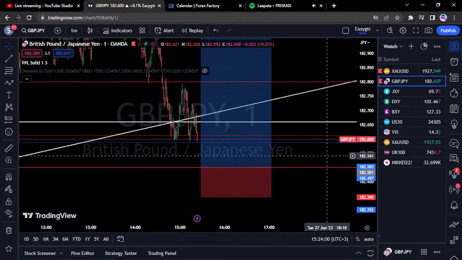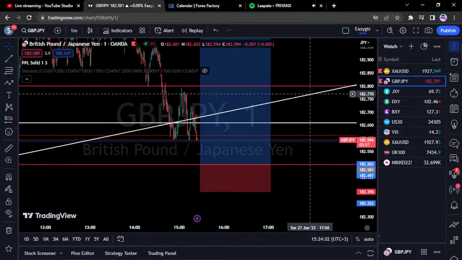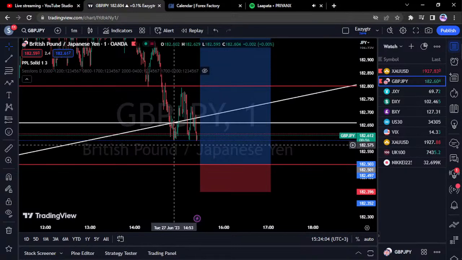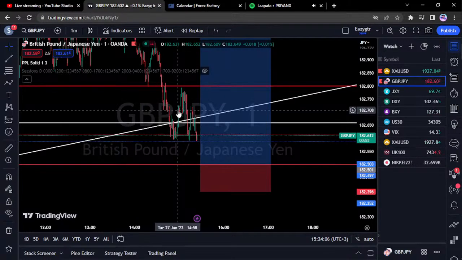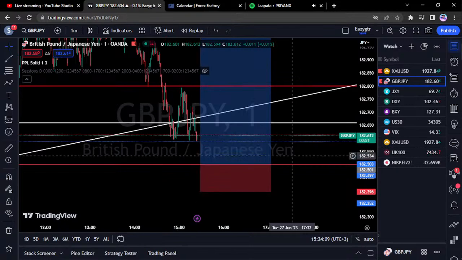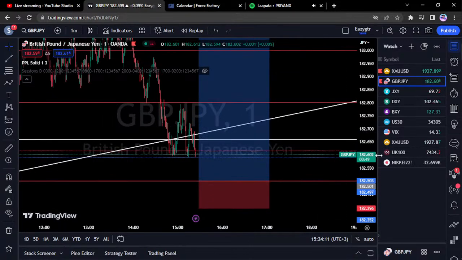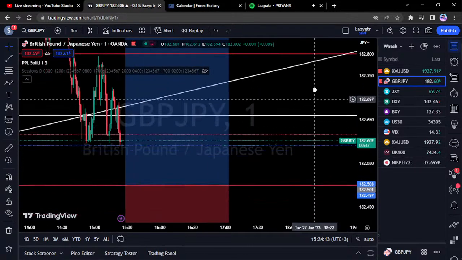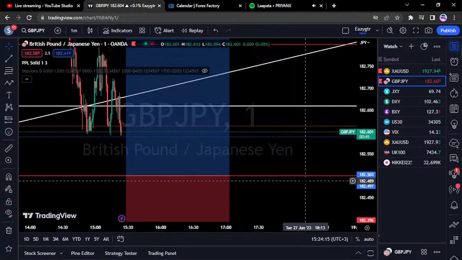As you can see for GJ, there was no need to enter trades early. Just had to wait for the pullback all the way to 182,500.